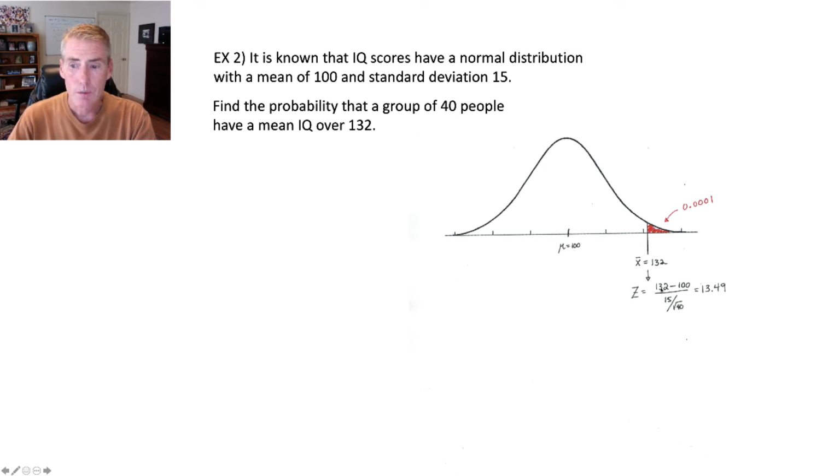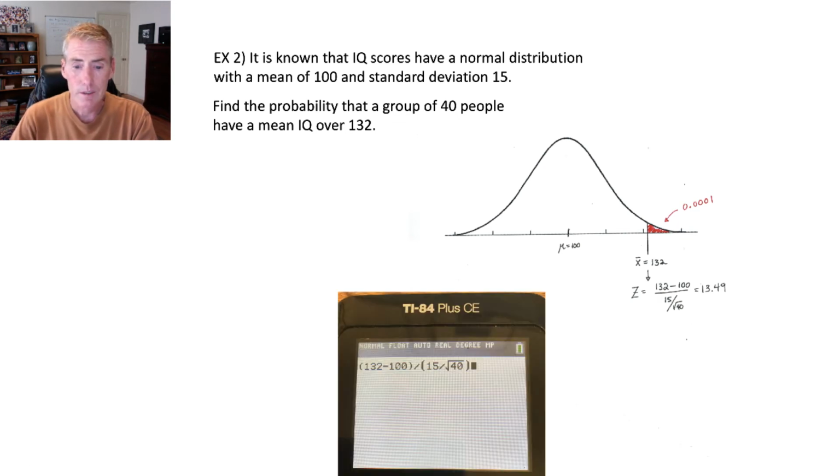So it's going to be take the 132 minus the mean divided by the standard deviation, and then here's the one new thing, divide by the square root of 40. Now when you put this in the calculator, make sure that you use parentheses around the 132 and the 100 so the calculator knows that is the numerator. Also put parentheses around the 15 and the square root of 40. That way the calculator understands this is in the denominator.